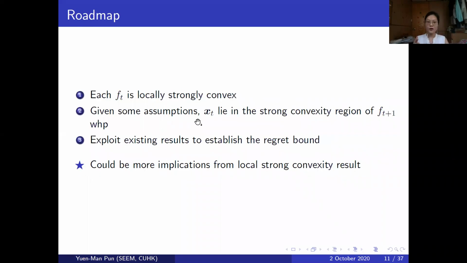So this is the roadmap of today's talk. First, we want to show that each f_t is locally strongly convex. This is a very interesting result and has some implications in static localization, which we will talk about along the way. Then, given that it is locally strongly convex, as long as x_t is in the strong convexity region of f_t plus 1, we can consider it a sequence of strongly convex functions, and then exploit the existing results to establish the regret bound.